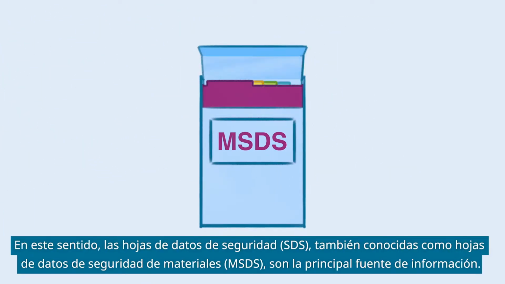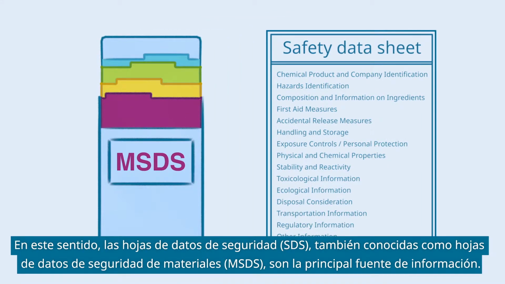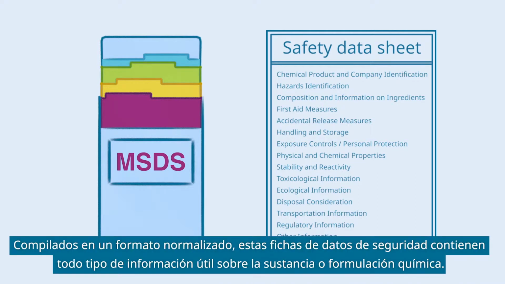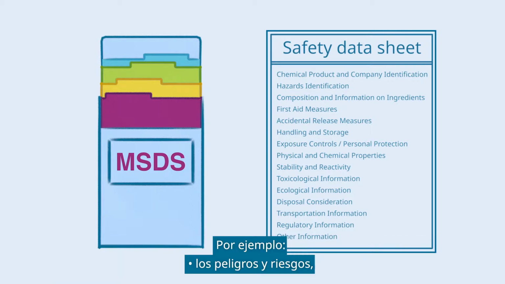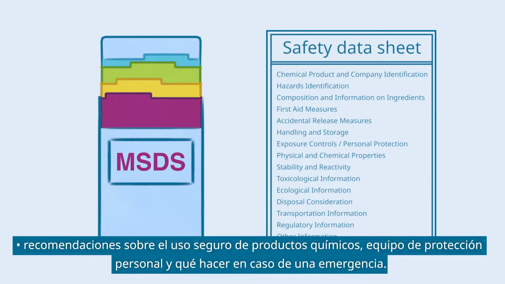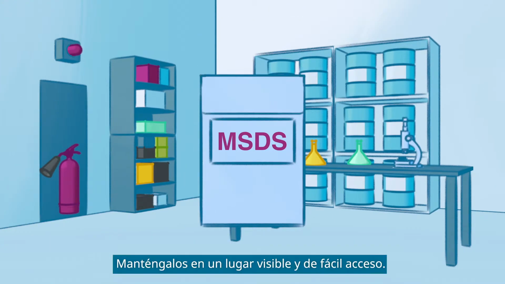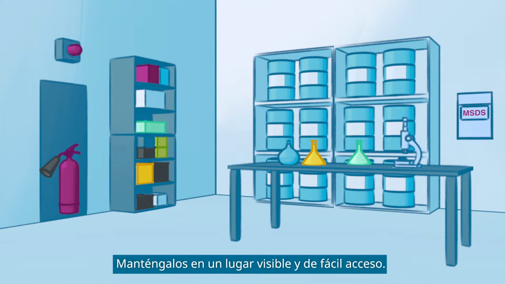In this regard, safety data sheets, also known as materials safety data sheets, are the key source of information. Compiled in a standardized format, these safety data sheets contain all kinds of helpful information about the chemical substance or formulation. For example, the hazards and risk, recommendations on the safe use of chemicals, personal protective equipment, and what to do in an emergency. Keep them visible and readily accessible.